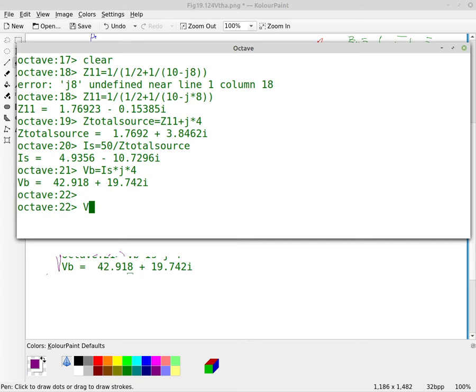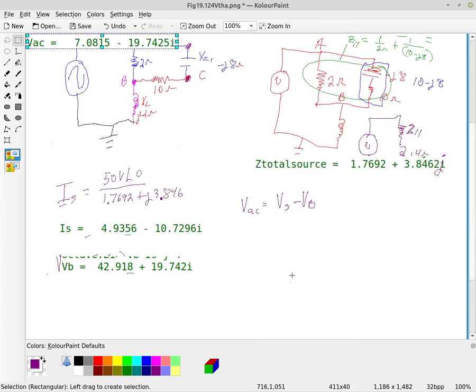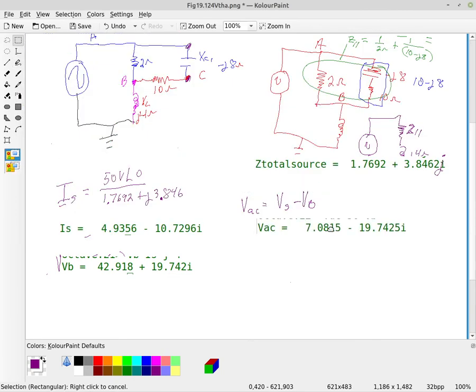So I'm going to say that the VAC voltage is the 50 volts with no angle minus the VB value. And there you can see that's my value of it, again in rectangular form. Okay, and so that's my VAC value. Put that right there. So this is my VAC value.